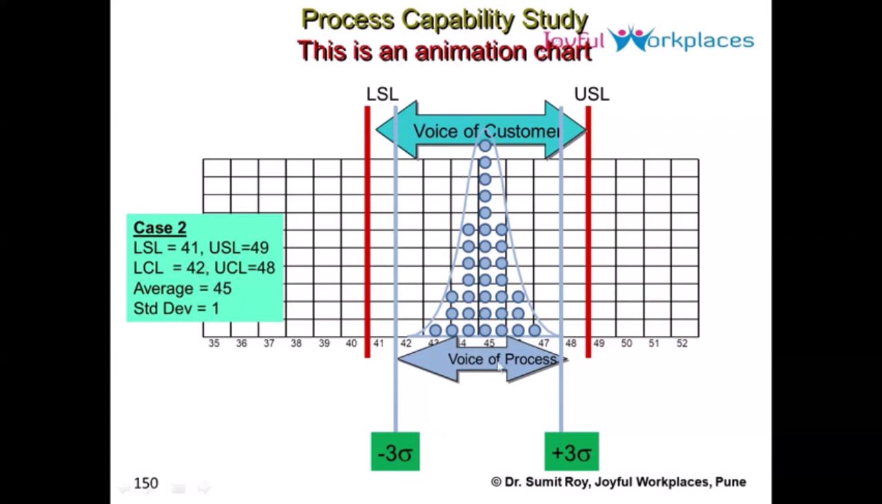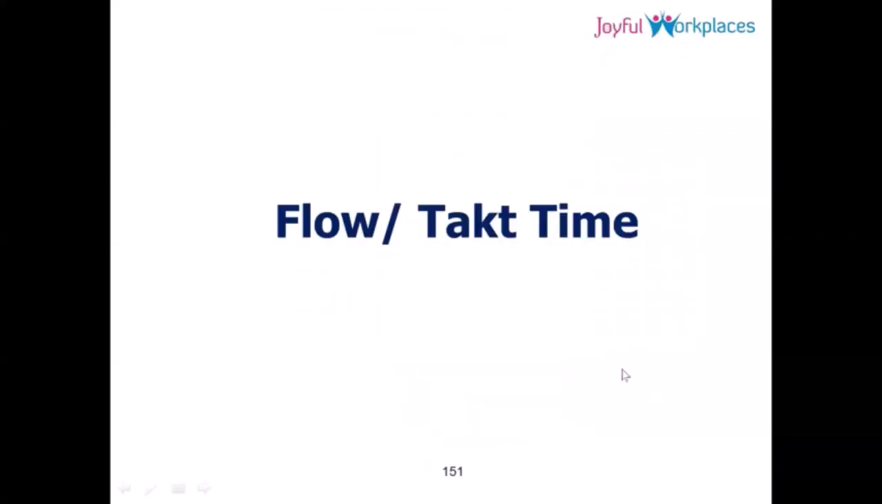And if you see now, the voice of the process is narrower than the voice of the customer. Therefore, my process is now capable. And if I calculate that in terms of Cp and Cpk, how much is it? 1.33. Cpk is also 1.33. Why? Because the target is 45, and USL plus LSL divided by 2 is also 45. So therefore, Cp becomes equal to Cpk. Both are 1.33. Okay. So, any question?